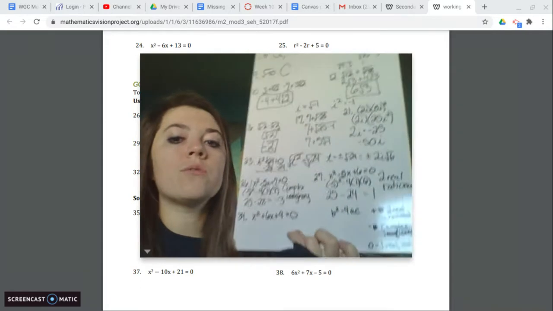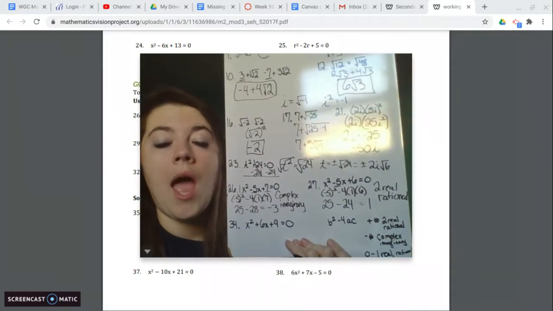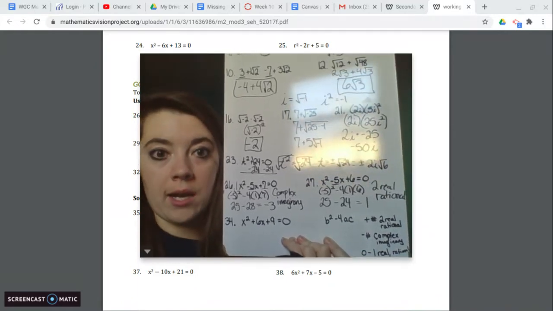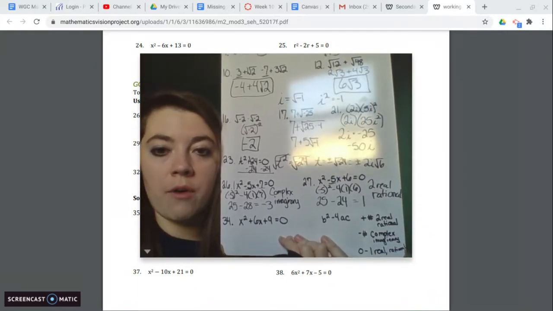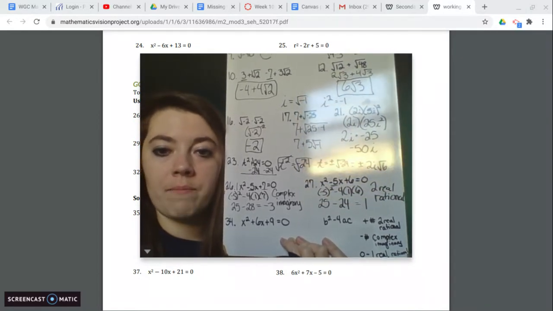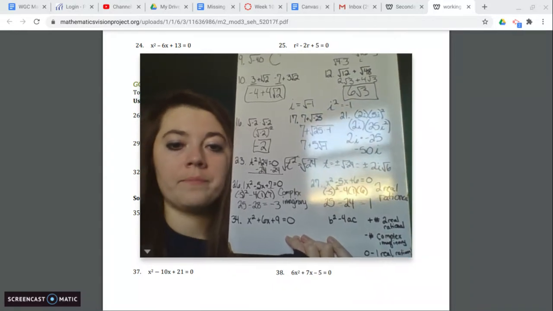So this is using the discriminant to determine how many roots and what kind of roots you have for your quadratic. This helps you before you solve, knowing what kind of answers you're going to get in the end. That way you know, am I going to have real? Am I going to have imaginary? What am I going to get?